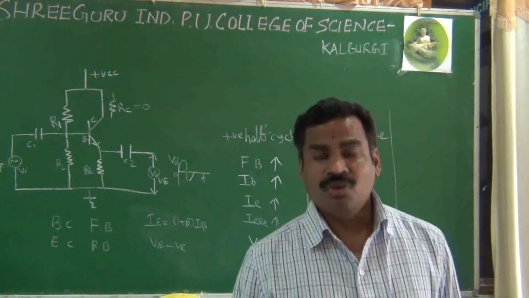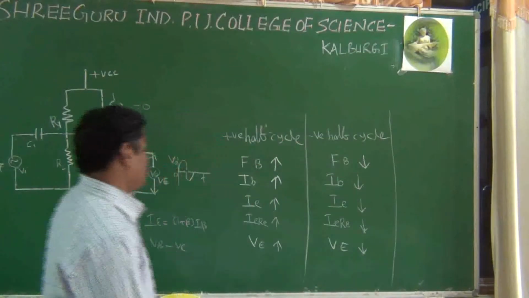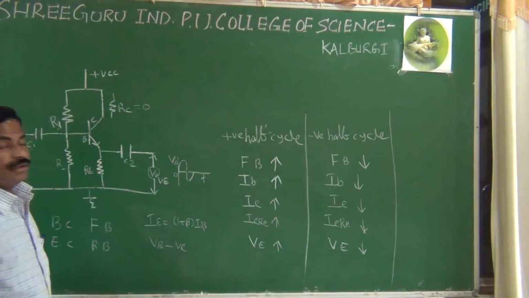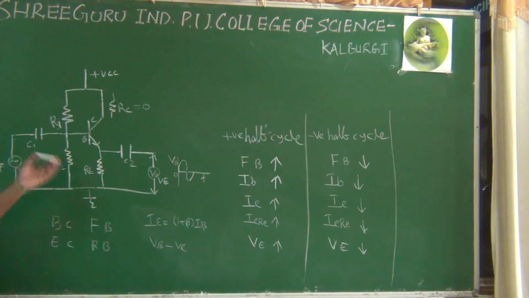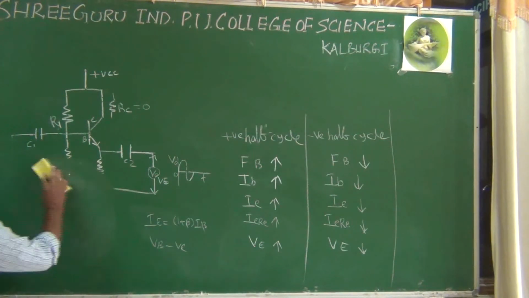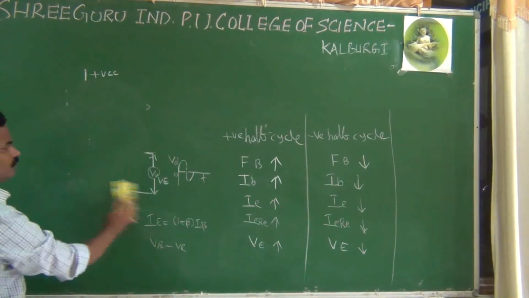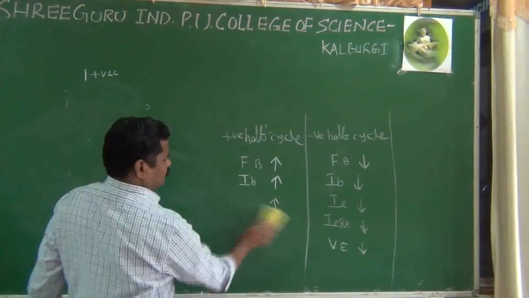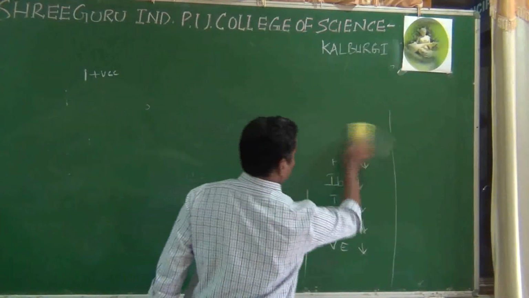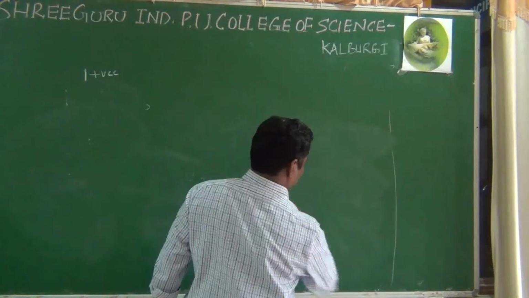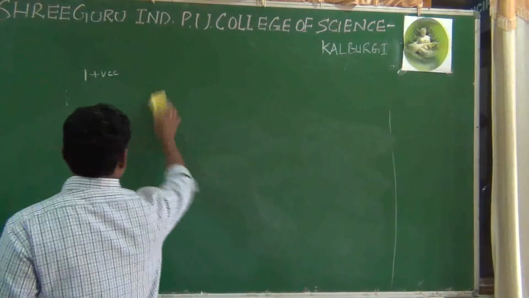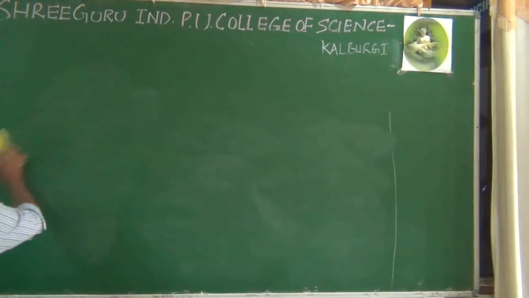Now we go for the important characteristics of your common collector amplifier. If you have any doubts, once again you can see here. It is very simple, and now we will go for that. What are the important characteristics of your common collector amplifier? They may ask the question for 2 marks.